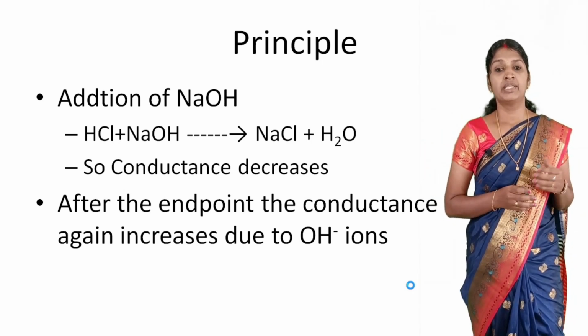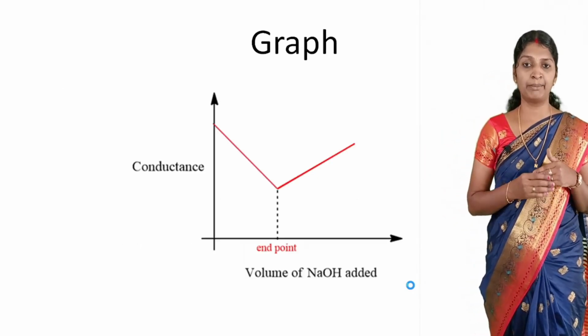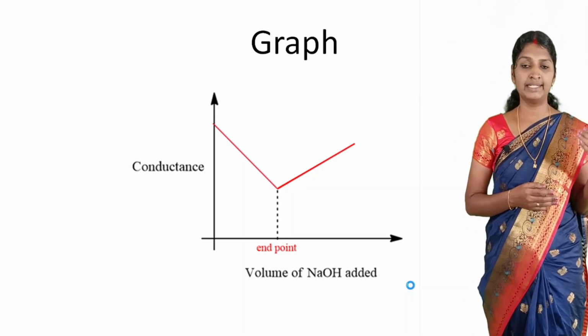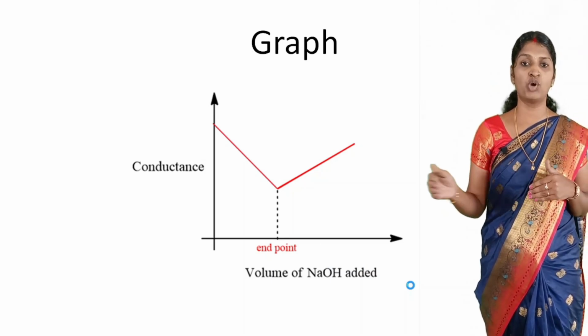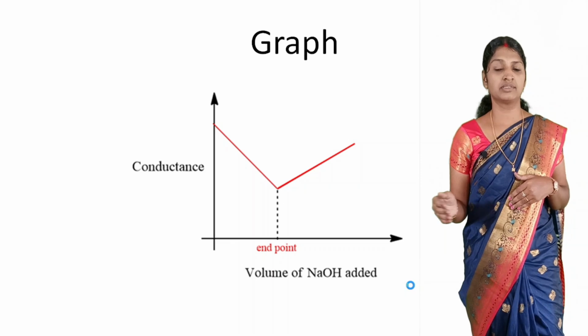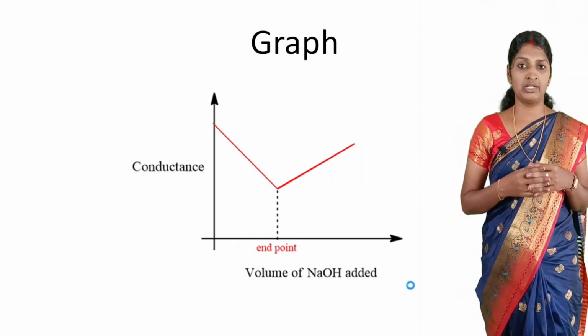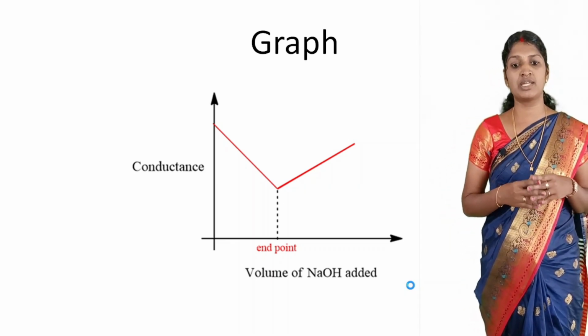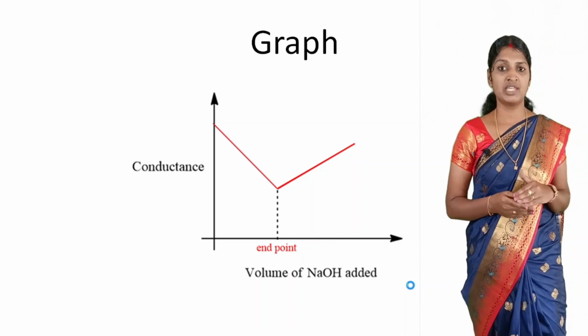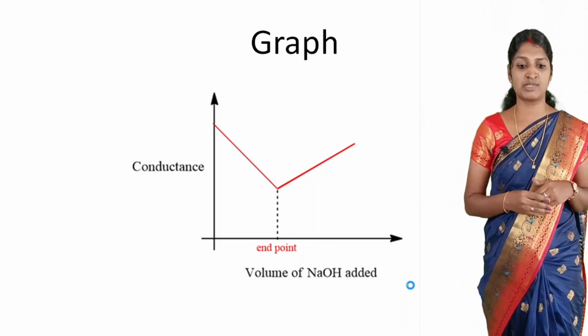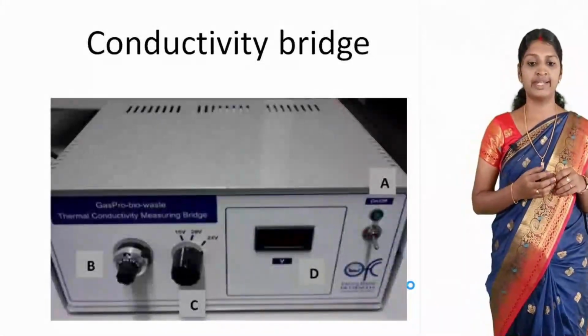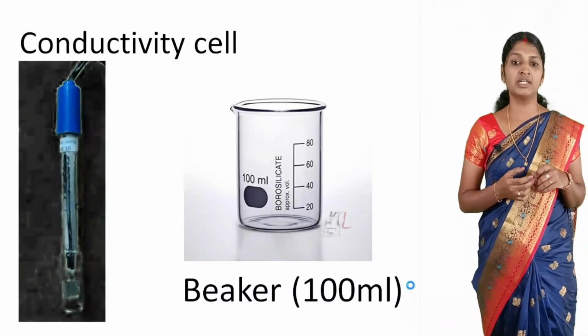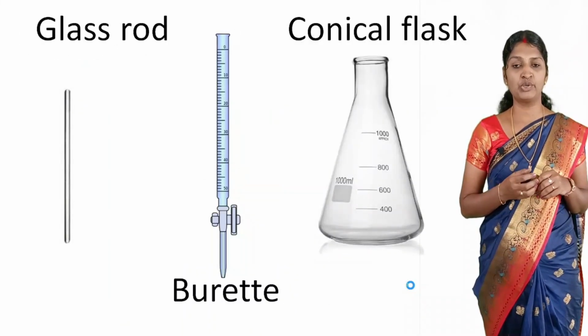hydroxide ion. The end point is determined by plotting the graph between conductance of the solution in y-axis and volume of titrant in the x-axis. You will get two straight lines. The point of intersection gives the end point. Next we shall see what are the apparatus required for this experiment. Conductivity bridge, conductivity cell, 100 ml beaker, glass rod, burette and conical flask.